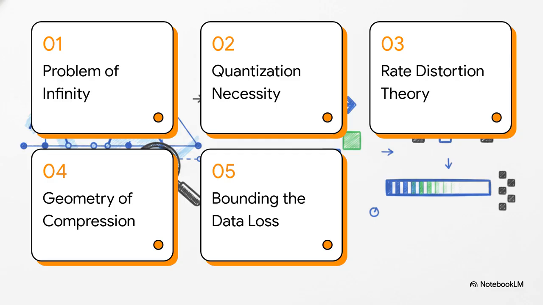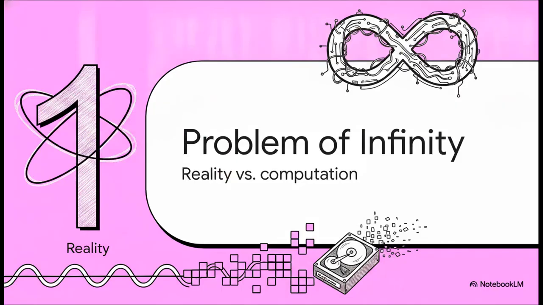Okay, let's dive into this. Here is our roadmap for today's explainer. We'll start by unpacking the problem of infinity, then move right into the necessity of quantization. From there, we're going to tackle the math behind it all with rate distortion theory, visualize the geometry of compression, and finally, look at how we actually bound that data loss. All right, starting off with section one, the problem of infinity, the clash between reality and computation.